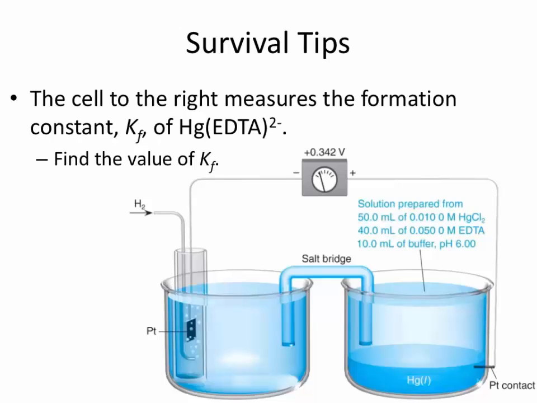For example, the cell to the right here measures the formation constant Kf of our mercury EDTA complex. Suppose we want to find the value of Kf. So we're given a few things. We know the cell voltage here is plus 0.342 volts. On the left-hand side we have our standard hydrogen electrode, and on the right-hand side we have 50 milliliters of 0.01 molar mercury chloride, 40 milliliters of 0.05 molar EDTA, and 10 milliliters of a buffer with a pH of 6, so we'll know the hydrogen ion concentration.